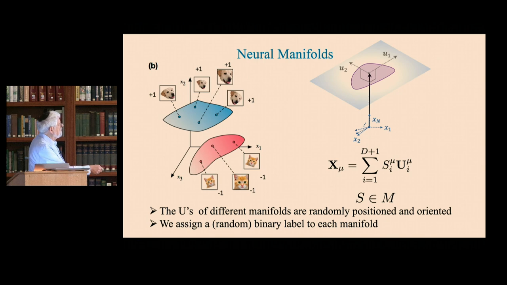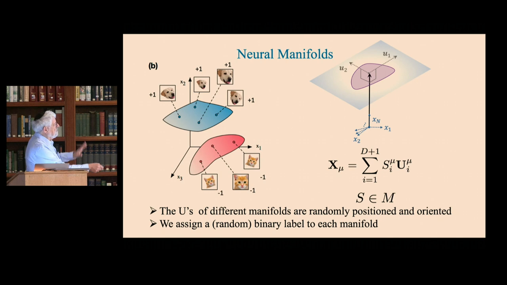The u's are the vectors that linearly span these manifolds. We assume that these manifolds are low dimensional, with d characterizing their dimension. And this sum has d plus 1 vectors because you have to add to this affine expansion also the distance from the origin of the center of the manifold. So altogether, you have this form of representation of points in a given manifold.